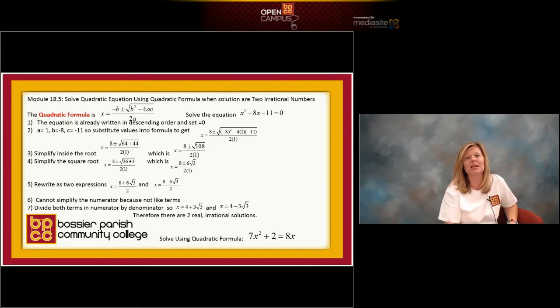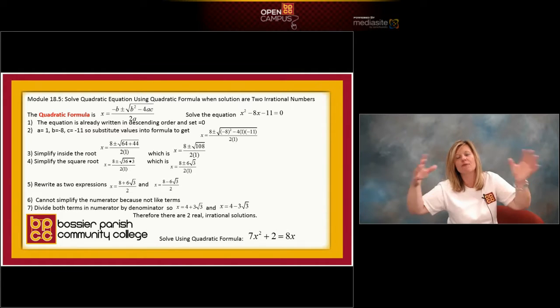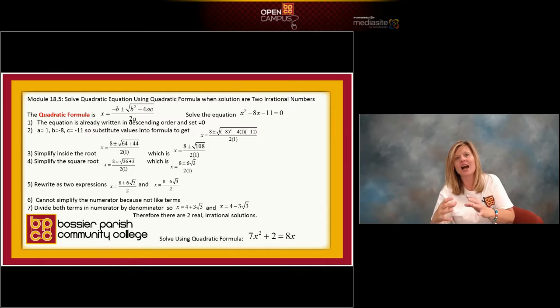Your most famous irrational number that you've learned in math from elementary school is pi. You all know when you see the pi symbol, it stands for approximately 3.14. But really, pi is a decimal that goes on forever with no pattern. So that's the kind of number that we call irrational.